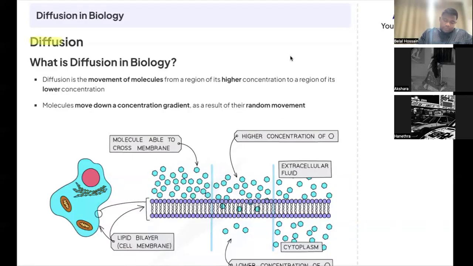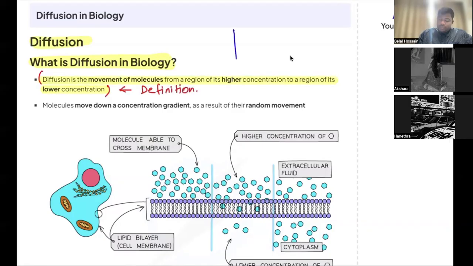So talking about diffusion. What is diffusion in biology? Basically, diffusion is the movement of molecules from a region of higher concentration to a region of lower concentration. This is the definition of diffusion. Since definitions will be asked in the exam, you need to remember this one. Okay?